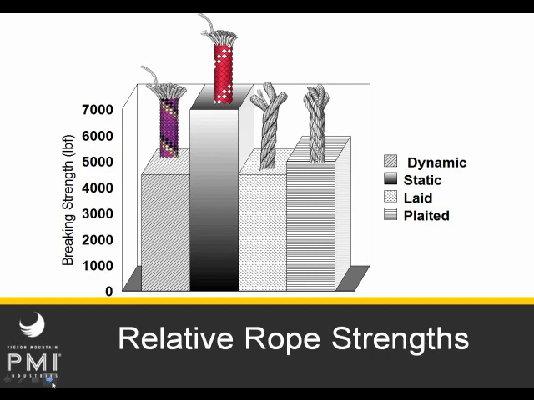I also want to point out the effect that construction has on rope strengths. For a given diameter of rope, relative strengths will differ just because of the construction. As you can see here, the kernmantle construction is one of the stronger constructions out there, while things like plated and laid ropes of a similar diameter will be less strong. Again, dynamic rope, which has other features built into it to make it elongate more, is also less strong.